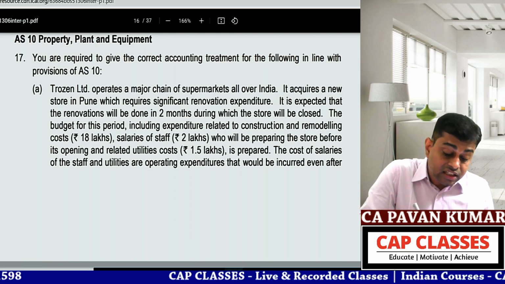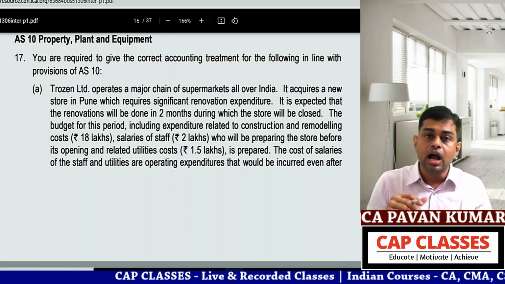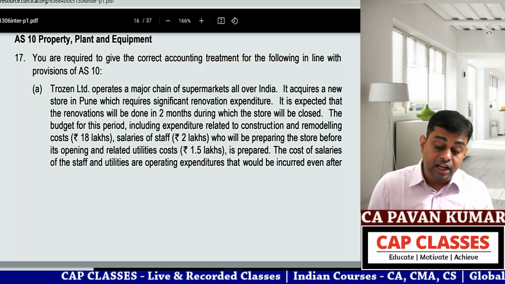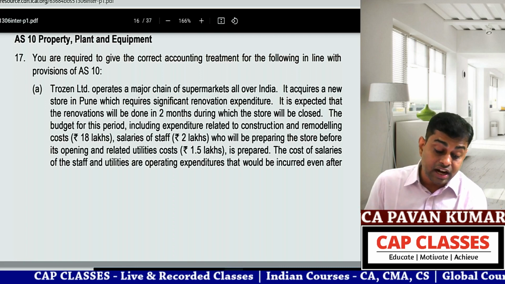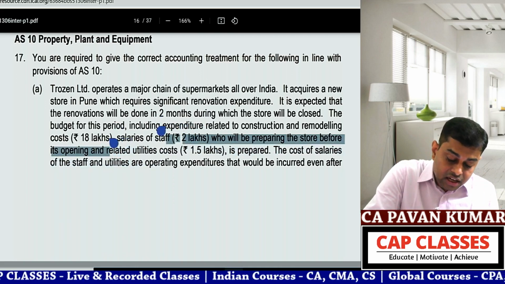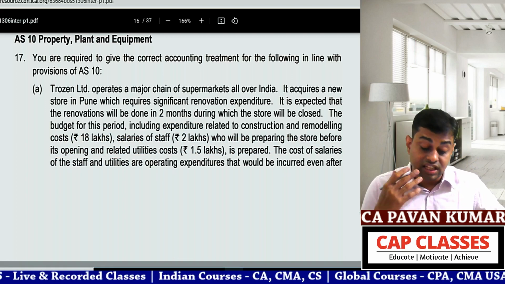It is expected that the renovation will be done in 2 months, during which the store will be closed. Now the store is closed. After renovation again will open. The budget for this period, including expenditure related to construction and remodeling cost, is 18 lakhs. Underline expenditure incurred for construction and remodeling, 18 lakhs. Can you capitalize this? Yes.